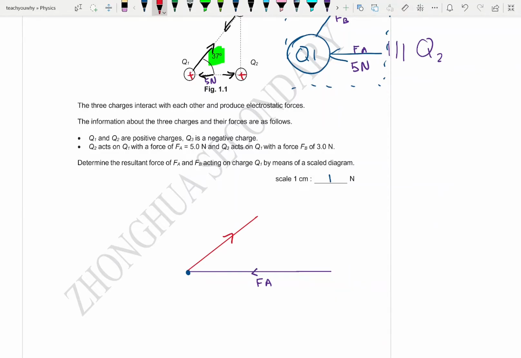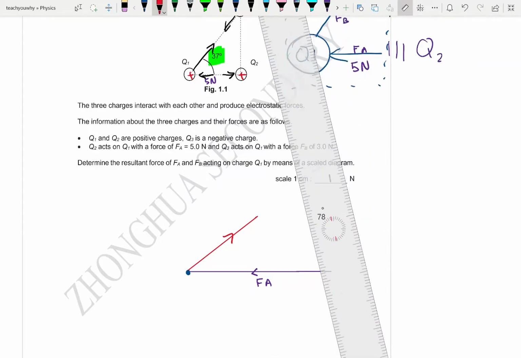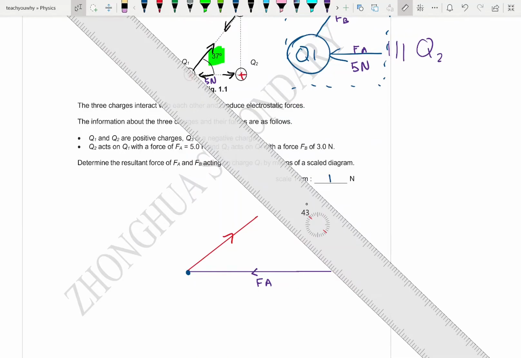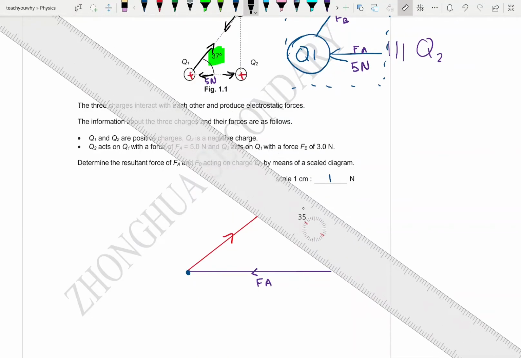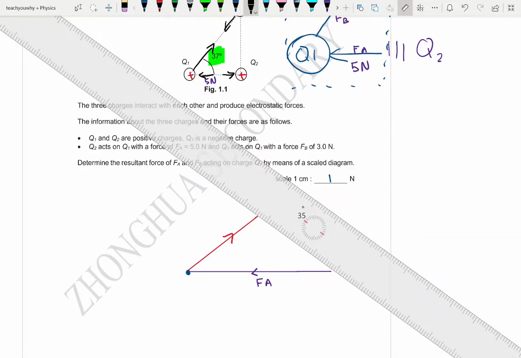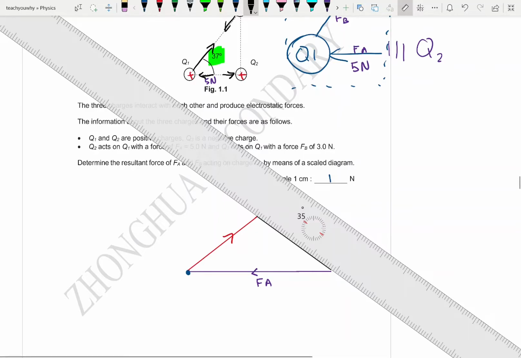Now, in this case, we have already completed the vector diagram. All we need to do is just complete the triangle. So I will use another color ink to complete the triangle. And then there we have it.